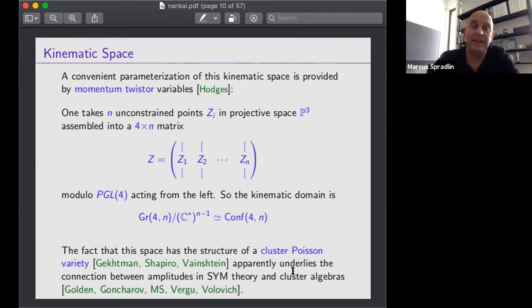Now, the fact that this space has the structure of a cluster Poisson variety apparently underlies many of the connections between amplitudes and SYM theory. And Anastasia talked a little bit about that. And my talk will focus on ways in which these amplitudes sort of extend beyond the cluster realm.